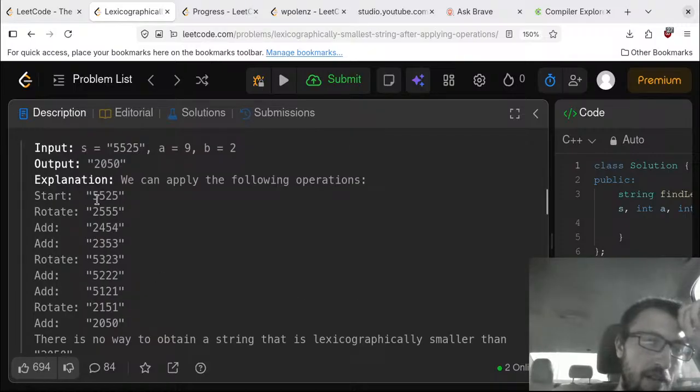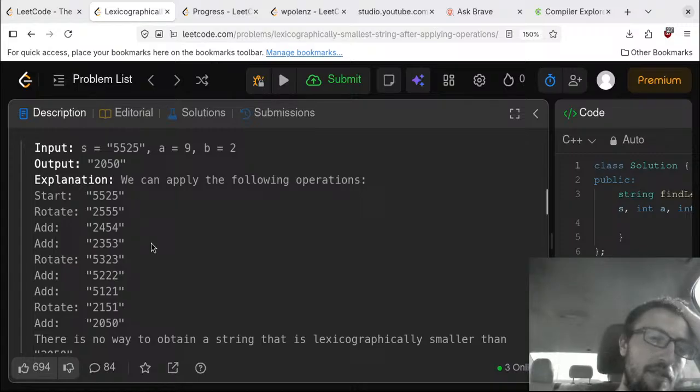Okay. So it looks like we could just take 5525. These 9s, you could apply all the way down to 4, 3, 2, 1, 0, get 5020, and then rotate and get 2050. And because the rotation is even, when you rotate it, it doesn't change the values that are being modified by A. And not only that, it's already the optimal rotation given those values.